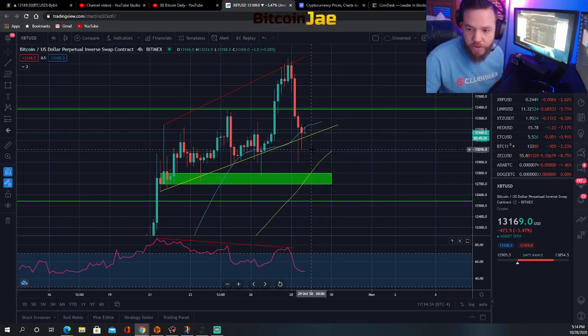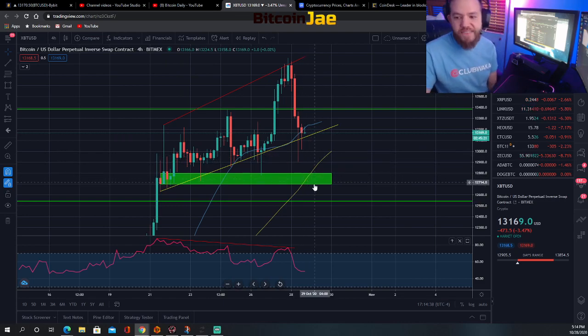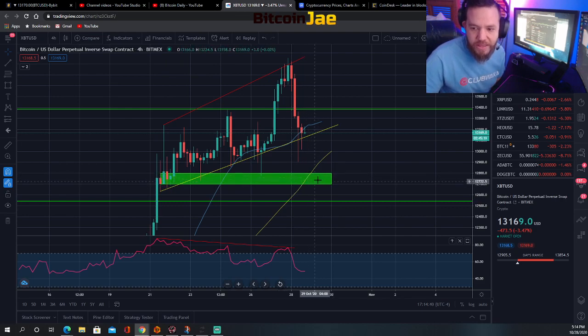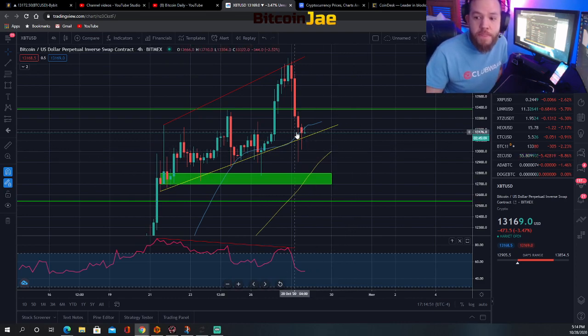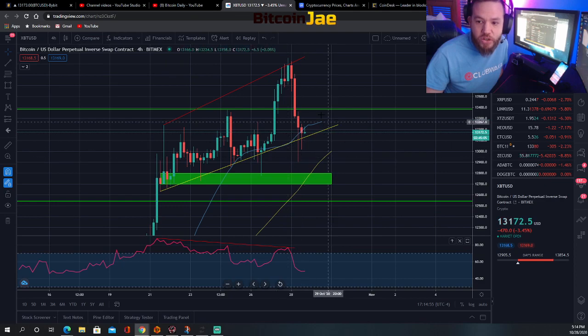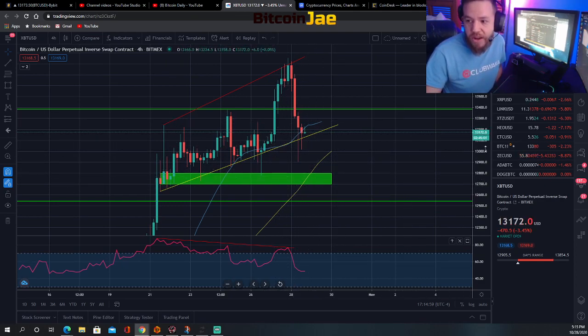And then below 13K, the next area where I like to enter is between 12.7K and 12.8K in this green box right here that I've called out a few times. And you see every time it's touched, it has taken off. So those are the two entries I am currently looking for. But remember, you also want to make sure that the momentum indicator is agreeing with the price action at the time of entry.